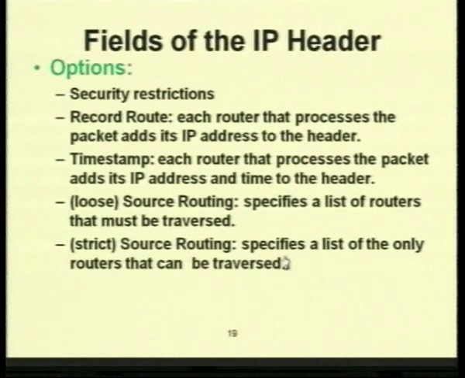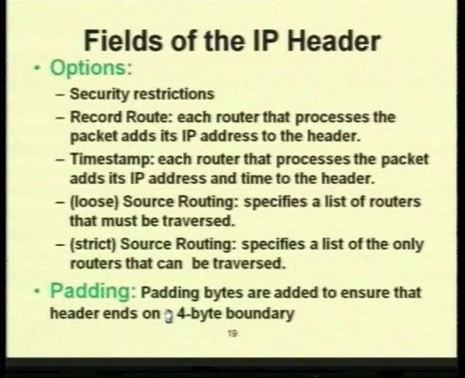So, these are the important fields that we have in the IP header. In addition to this, of course, there is one padding field at the end, which is there to ensure that the header ends on a 4 byte boundary.